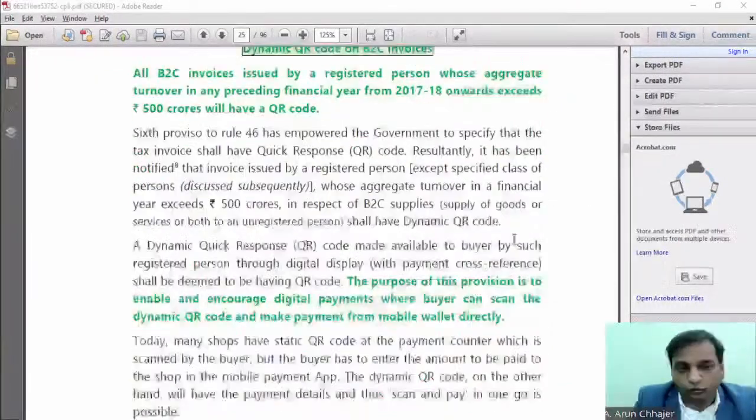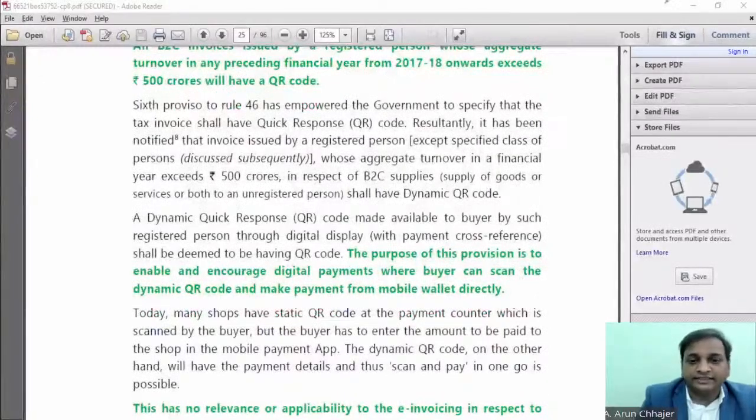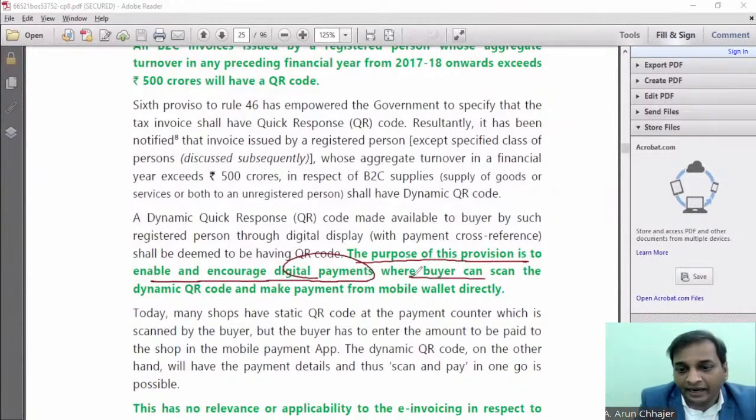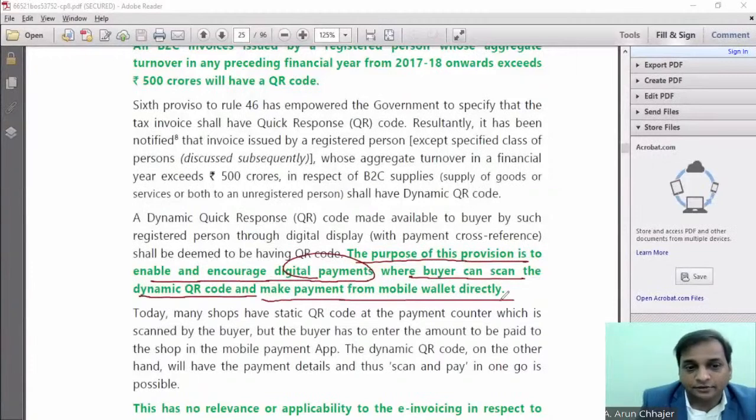The purpose of this provision is to enable and encourage digital payment, where the buyer can scan the dynamic QR code and make the payment from a mobile wallet directly. So they are saying if your turnover is greater than 500 crore in any of the preceding financial years, you will have the dynamic QR code on your tax invoice for B2C transactions.